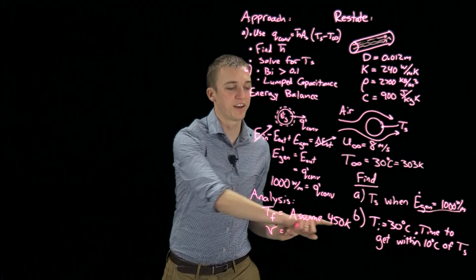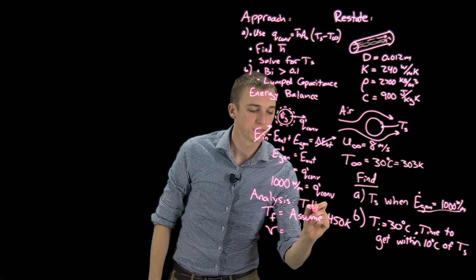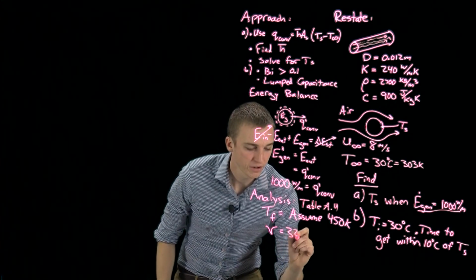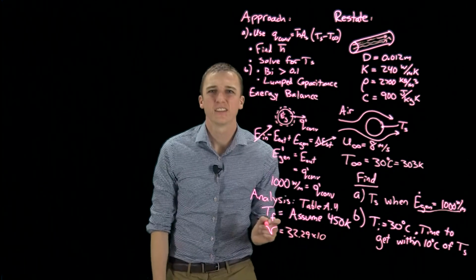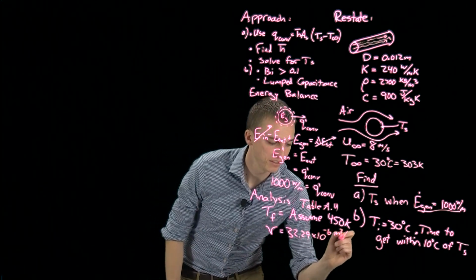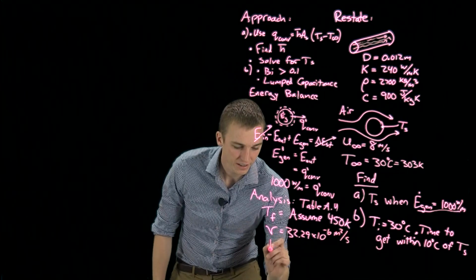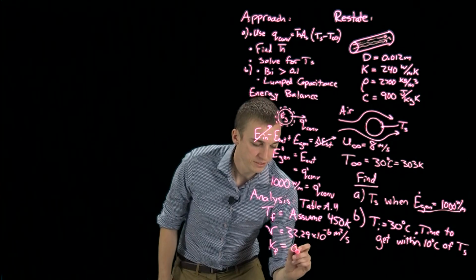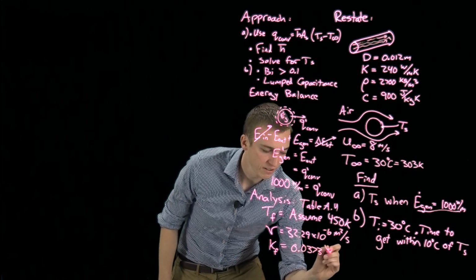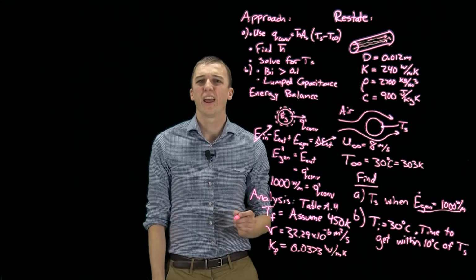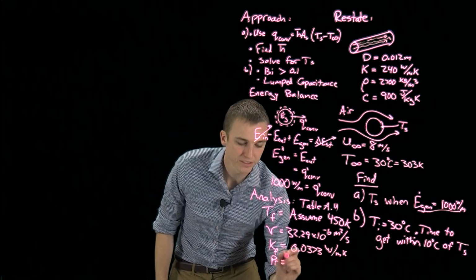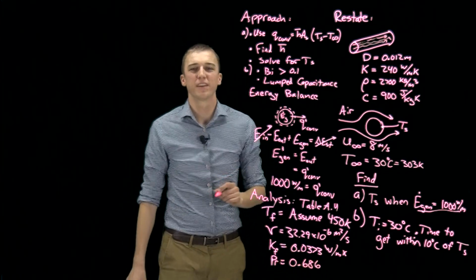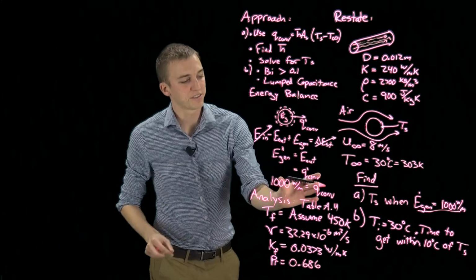So using this value in table A.4, we get a kinematic viscosity of 32.29 times 10 to the -6th meters squared per second. Okay, and we have a thermal conductivity of the fluid, that's important for the Nusselt number, of 0.0373 watts per meter Kelvin. And the last thing we always look up is the Prandtl number, which here is 0.686. Okay, we've got our properties, we have our energy balance.